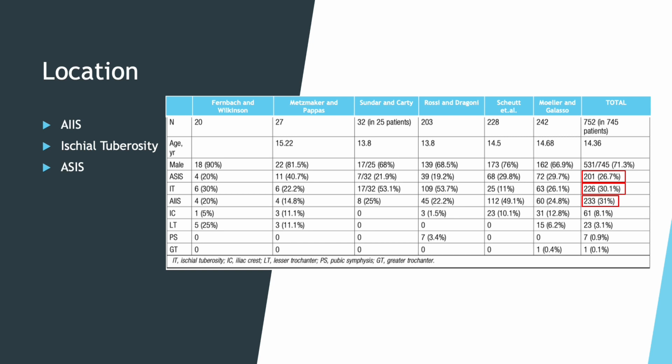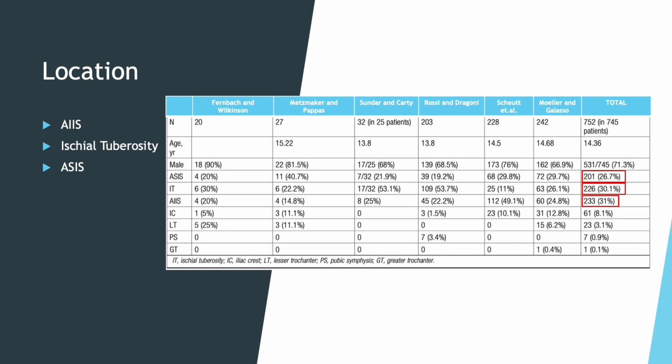Another interesting note is in the Rossi and Dragoni paper from Italy, which I had mentioned earlier. That was the one from the Olympic training cohort. They had 7 cases of pubic symphysis avulsion. This is the only study reporting avulsions in this region. Particularly interesting when the average age of the patients was 13.8 and the pubic symphysis apophysis usually doesn't even appear until the age of 17.5 to 20.